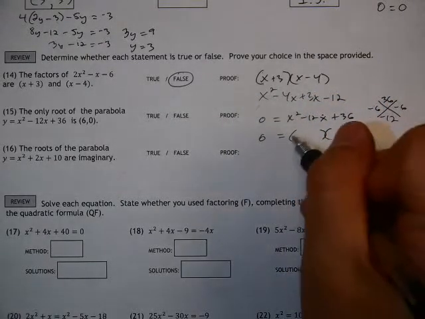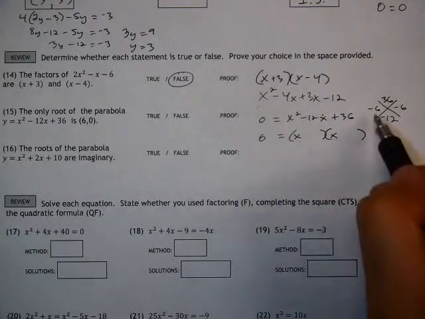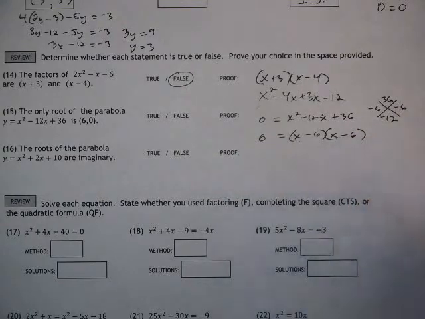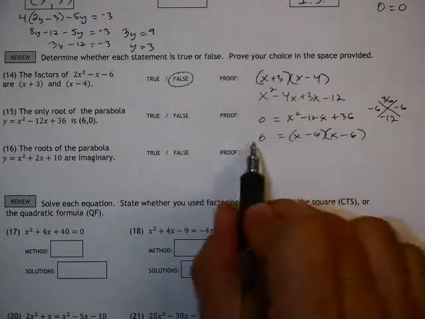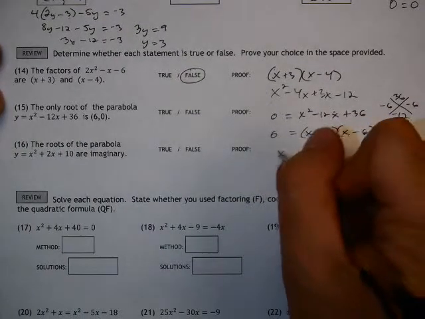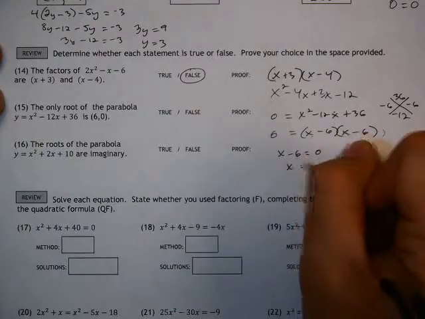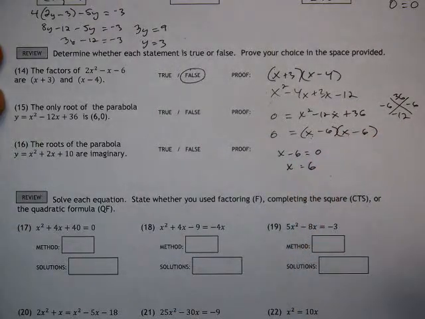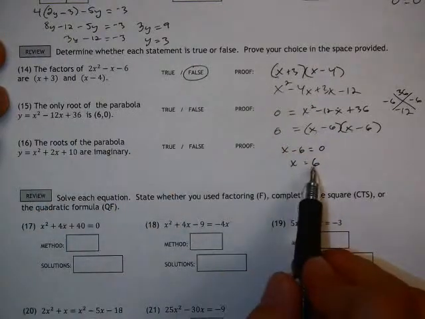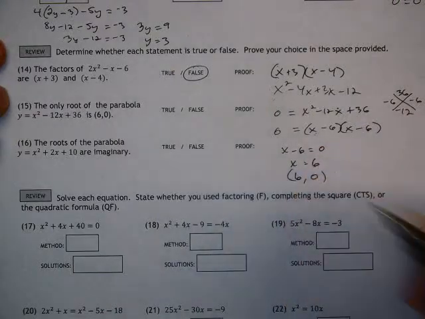So now what I can do is set up x and x, because x times x is x squared, minus 6, minus 6. Now again, the roots are when this equals 0, so I do have to solve for each of these values of x. So I'm going to set x minus 6, the first factor, equals 0. Add the 6 to both sides, x equals positive 6. So here they're saying the only root is 6, 0. Now this does give you a root of 6, 0. This is positive 6, so that root would be 6, 0.